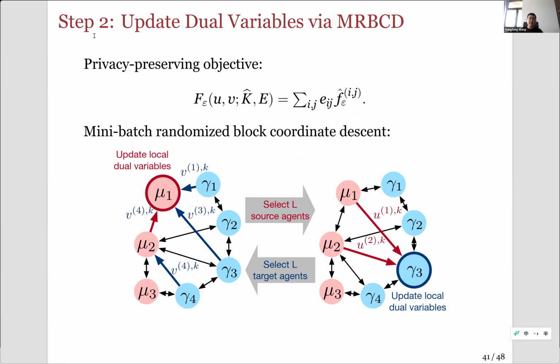And this is step 2. Following the privacy-preserving objective, we employ the mini-batch randomized block coordinate descent algorithm. In each iteration, a subset of the agents might be activated. An activated agent I receives sketches from its communication partners, computes the approximated local objective term, and updates its U I or V J if it's the target agent. The optimization uses only these sketches, preserving the privacy of the raw data.